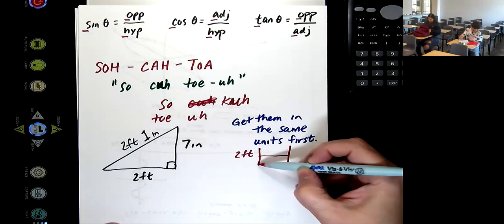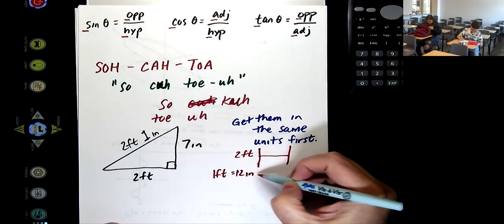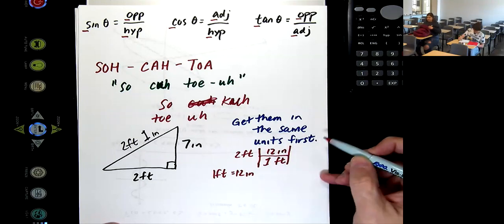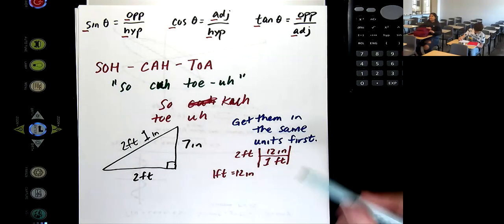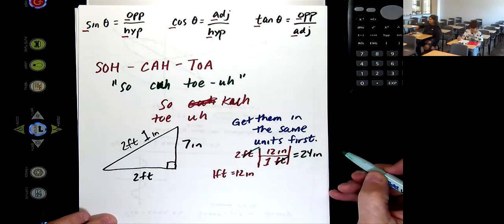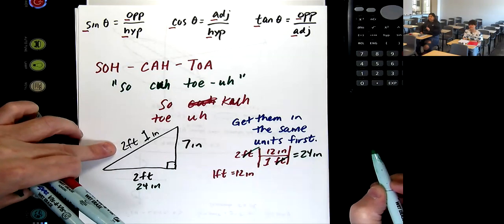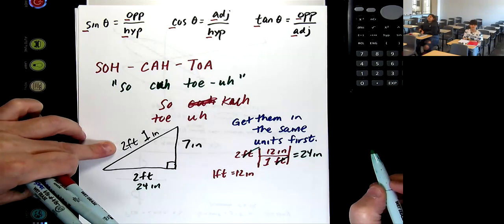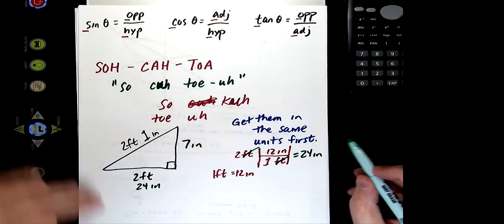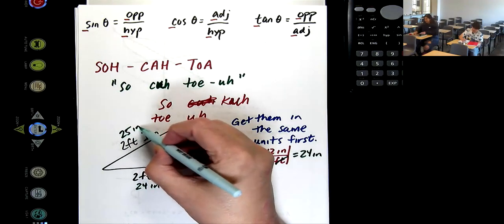So let's make our bridge. 1 foot is 12 inches. We want to get rid of feet, so we put feet on the bottom and inches on top. When I multiply it over, feet cancel out, and I have 2 times 12 is 24 inches. Well, if 2 feet is 24 inches, how many inches is 2 feet and 1 inch? 25 inches. If you know this is 24 inches and this is 1 inch more, this is 25 inches.